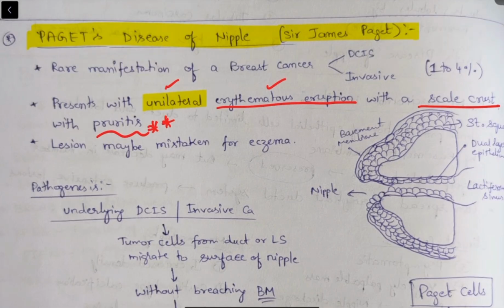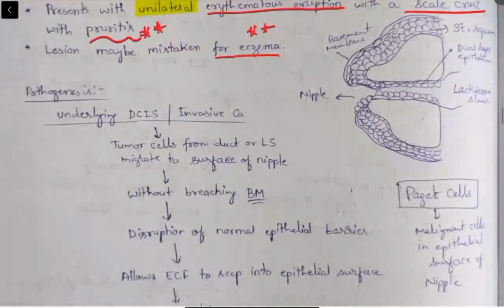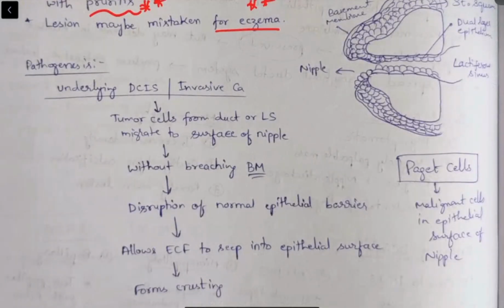On one side of the breast, the patient will say, okay, one side of my breast has become red, and if I try to remove it, I get skin-like things, and it is associated with severe itching. So because of this, we might think, okay, this might be an eczema, but it is usually Paget's disease of the nipple.